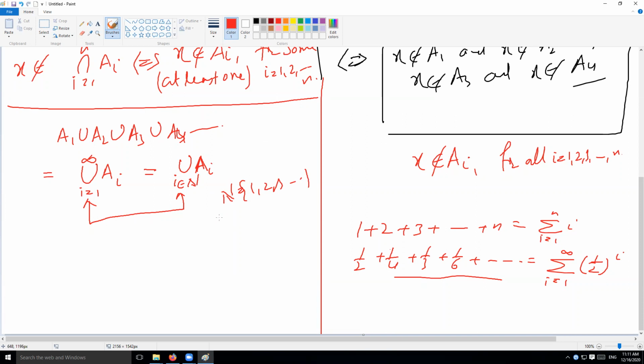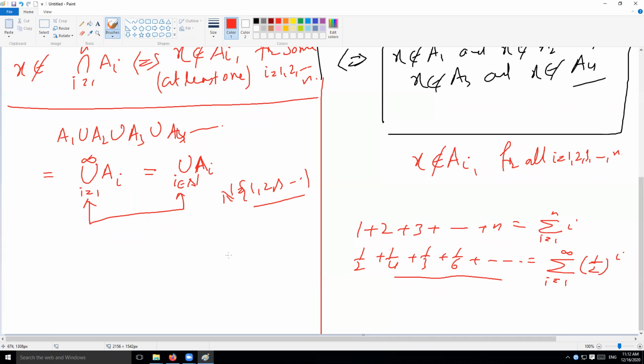Sir, i belongs to N. Here we don't have to claim that N starts from this number. N is the set of natural numbers. So the set of natural numbers, we know that it starts from 1, 2, 3, so it starts from 1 actually. It goes up to 2, goes 3 and so on. So here too they are saying the same thing: it goes from i equal to 1 to infinity.